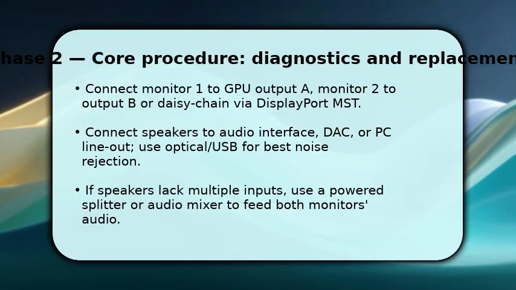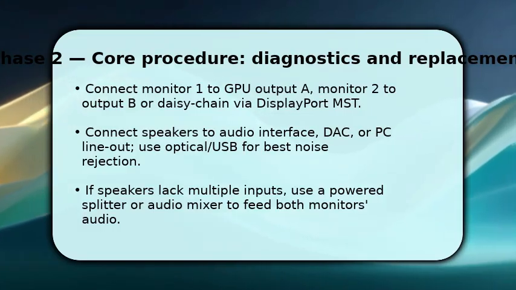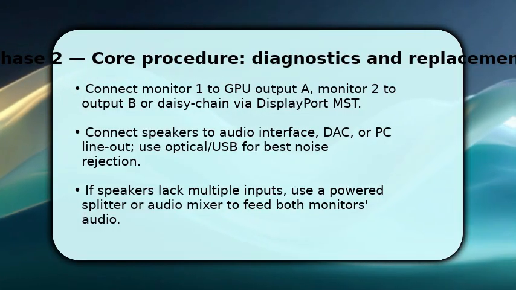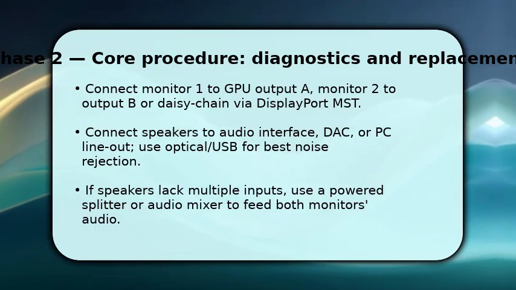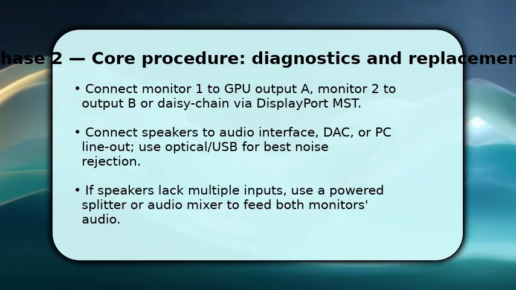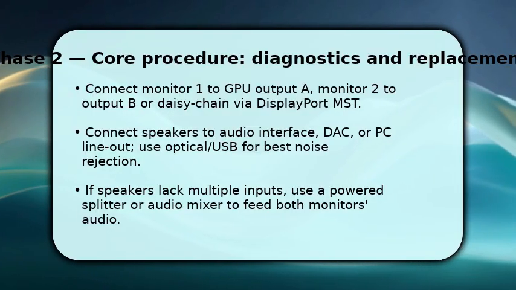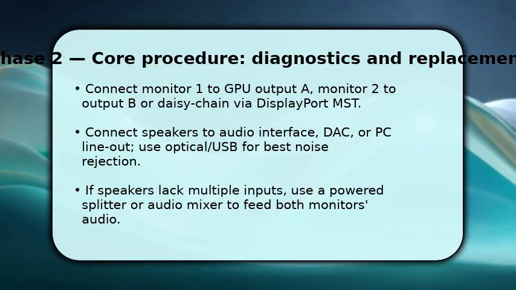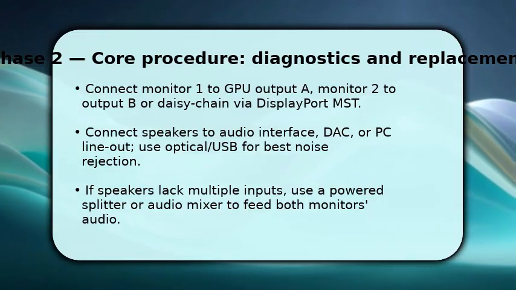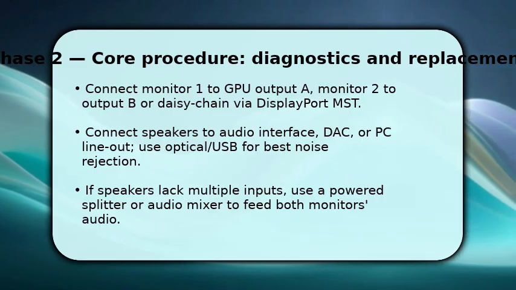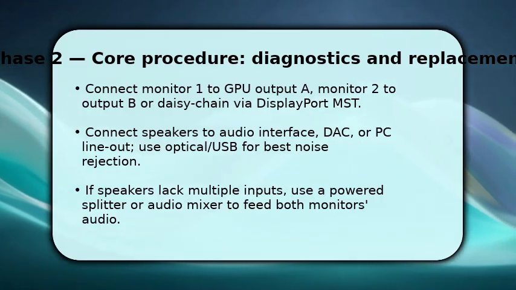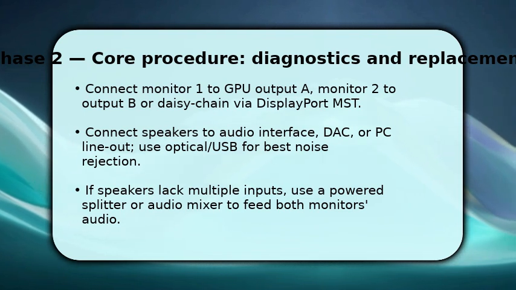Plug monitor 1 into output A and monitor 2 into output B, or use DisplayPort daisy chain if both monitors and GPU support MST. Connect speakers to an audio interface or DAC using USB or optical for clearer signal. Otherwise, use the PC's 3.5mm line out. If you need both monitors to play the same audio, feed the monitor audio input from the same DAC output or use a powered splitter.